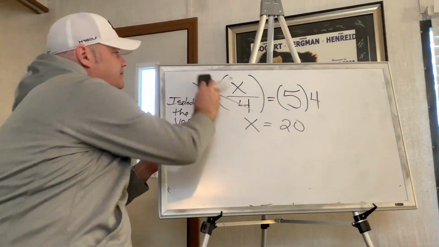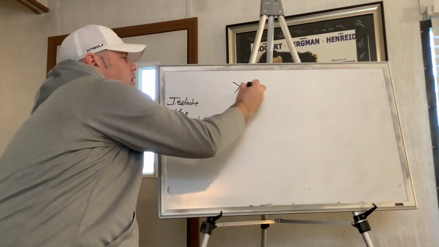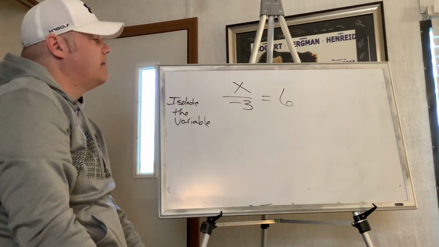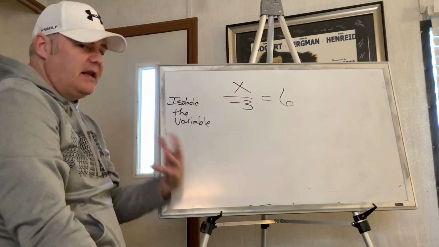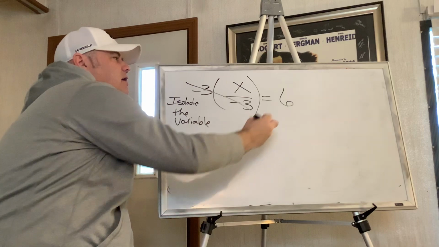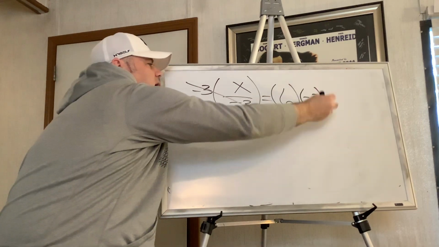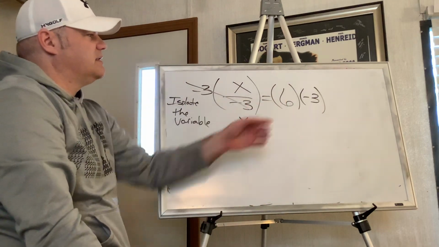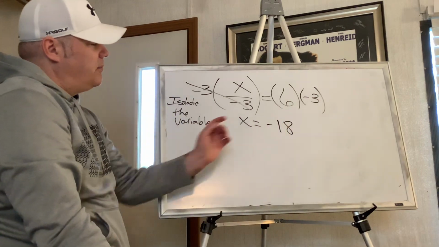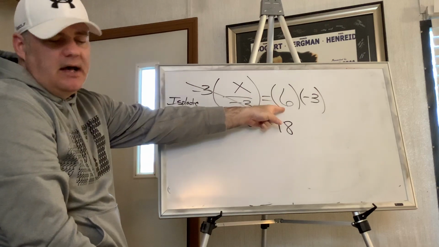Okay, let's do another one. X divided by negative 3 gives me a 6. Well, instead of dividing by negative 3, let's multiply by negative 3 so that they cancel out. But then you have to multiply this by negative 3. You may want to put that in parentheses so you don't think it's 6 minus 3. But that's going to be negative 18. If we put that in our original problem, negative 18 divided by negative 3 is a positive 6.